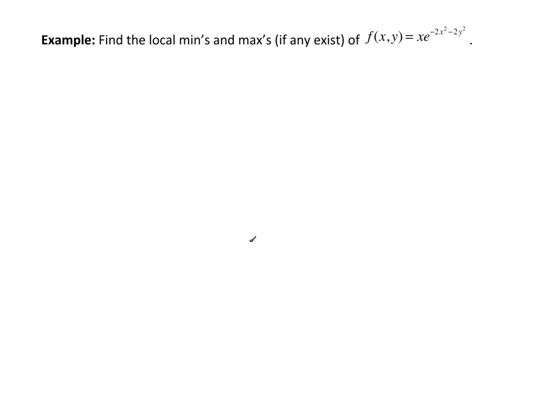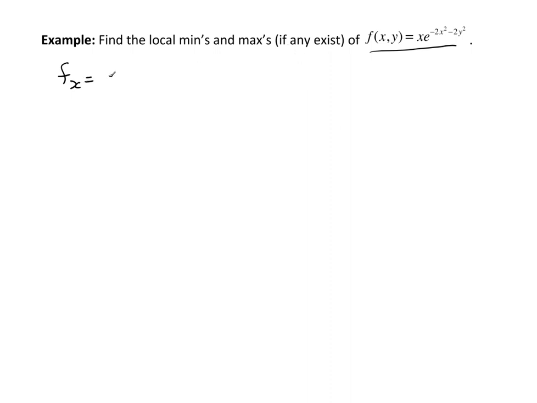Let's take a look at an example here of finding some local mins and maxes. So let's find local min and max, if they exist, for this function. Now we know that based on Fermat's theorem that the partials will be equal to 0. The partial with respect to x and the partial with respect to y will be equal to 0 at any of the critical points. Very similar to the idea we saw in Calc 1 when we have a function of one variable. So let's go ahead and find the partial with respect to x.